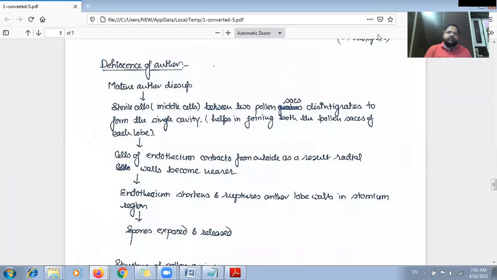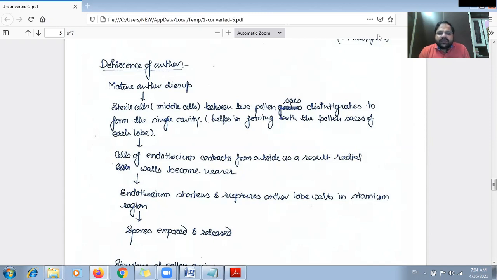So what will happen first? The mature anther dries up. After that, the sterile cells, meaning the middle layer cells, as I told before, disintegrate. When the sterile cells or middle layer cells disintegrate, both the microsporangia will join together. After that, the cells of the endothecium contract from the outside, so the radial wall becomes nearer.